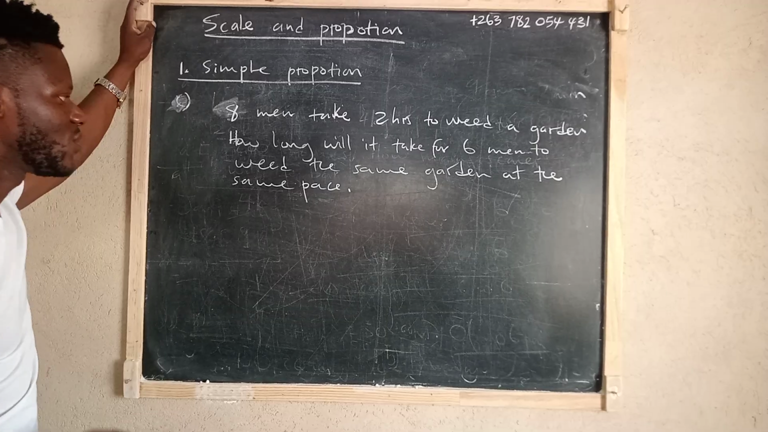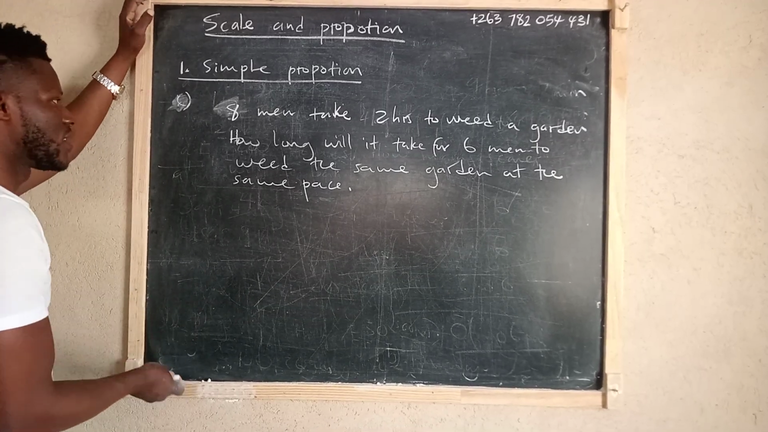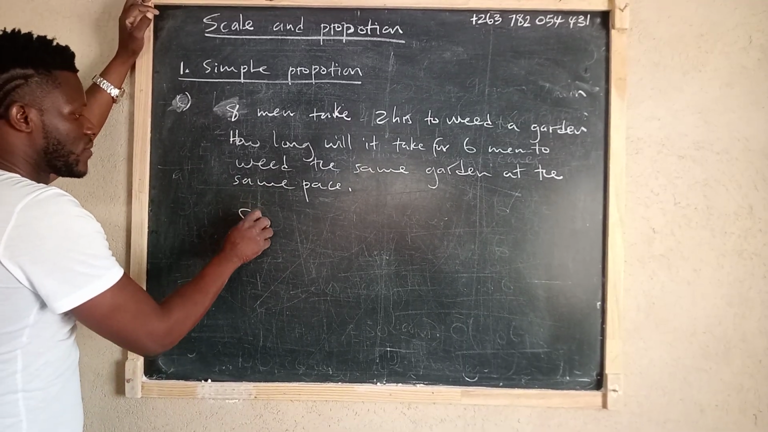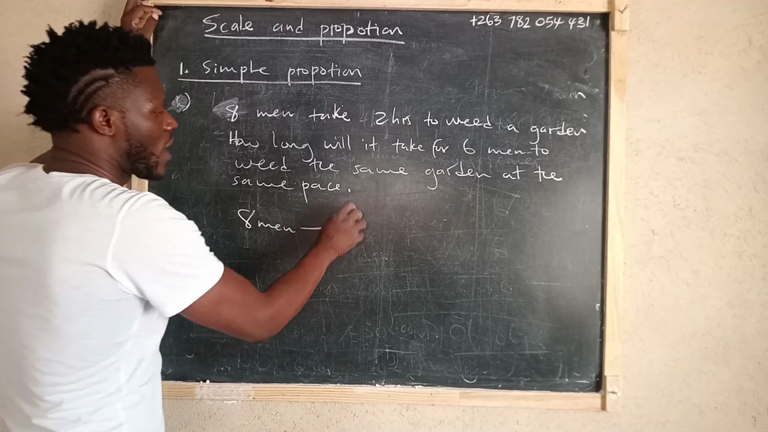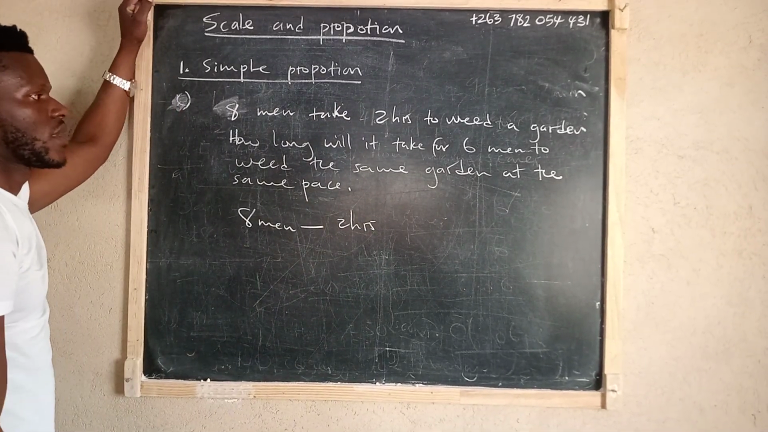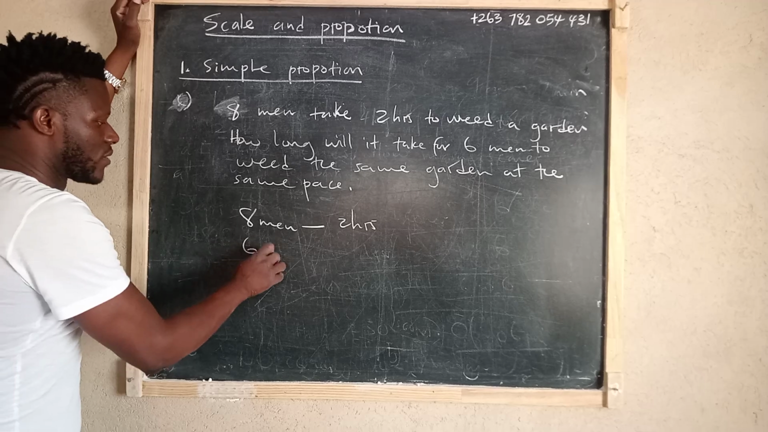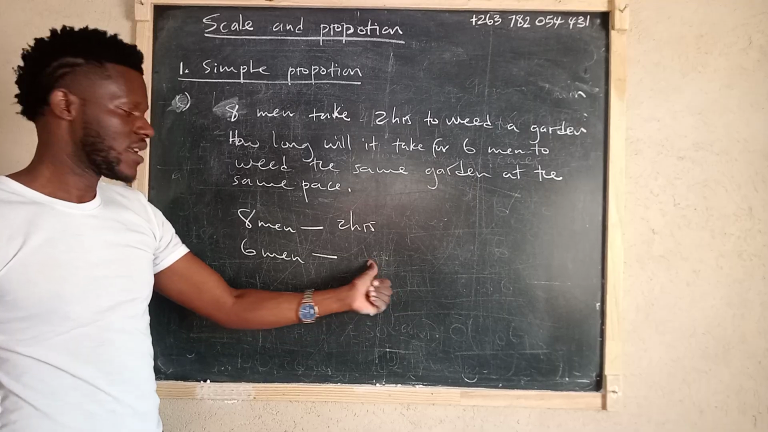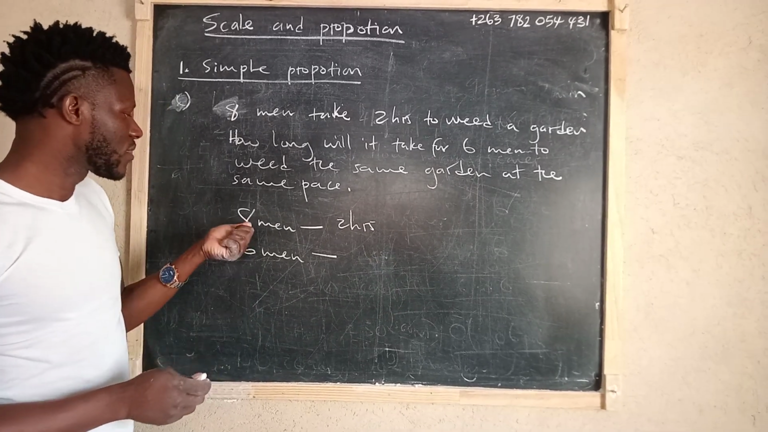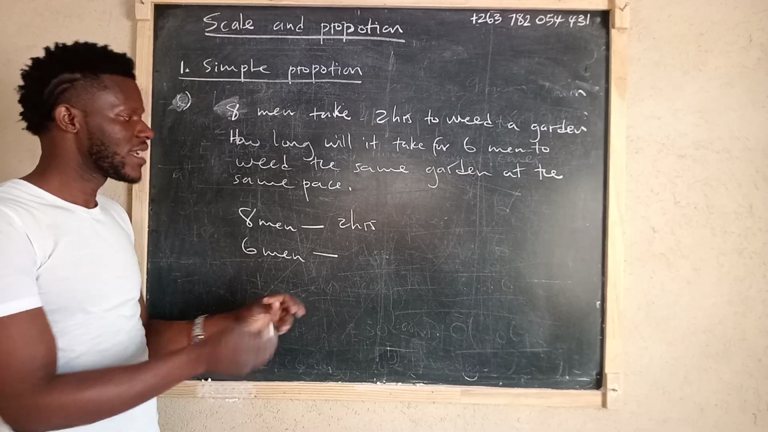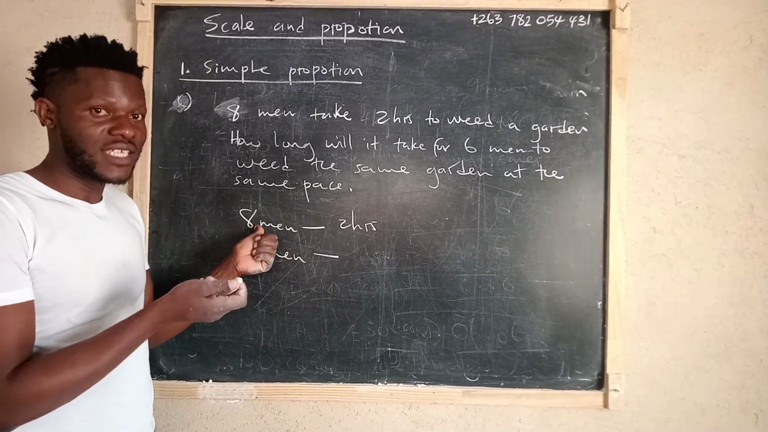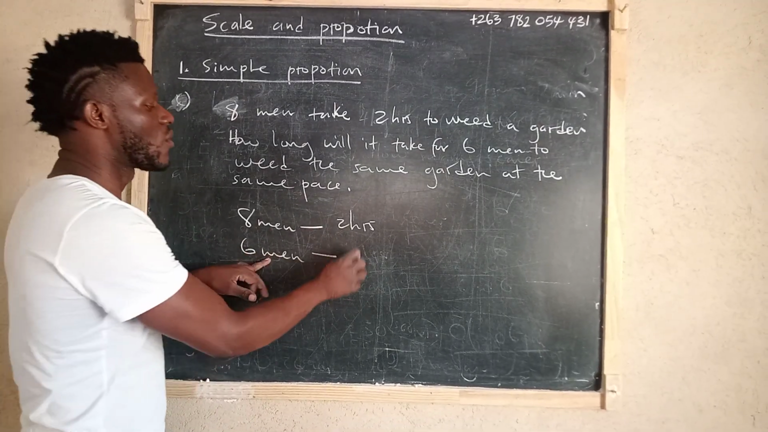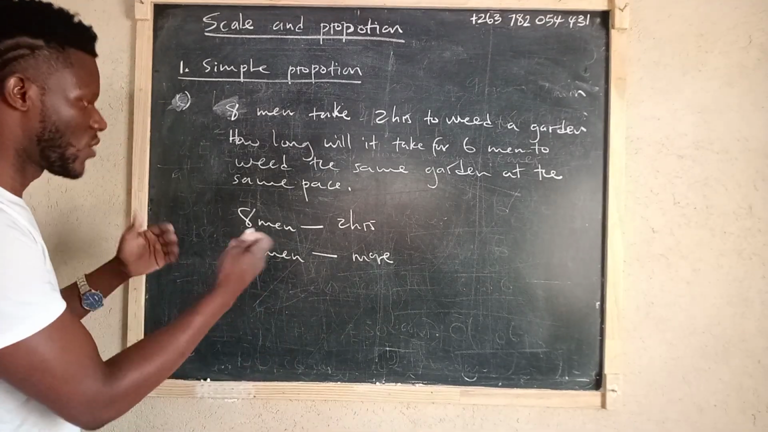Logic is important. You need to be involved there mentally and reason with the question. We are given number of men versus time, number of men versus time. 8 men are taking 2 hours to weed a garden. So how long will it take for 6 men? It's not always that when we have a smaller number, the reasoning will say it's less. In this case, it's work. So when you are working in fewer numbers, you will take more time than when you are working in large numbers, you take less time. So if 8 men take 2 hours, 6 men will take more. Because this is now work, you take more time.